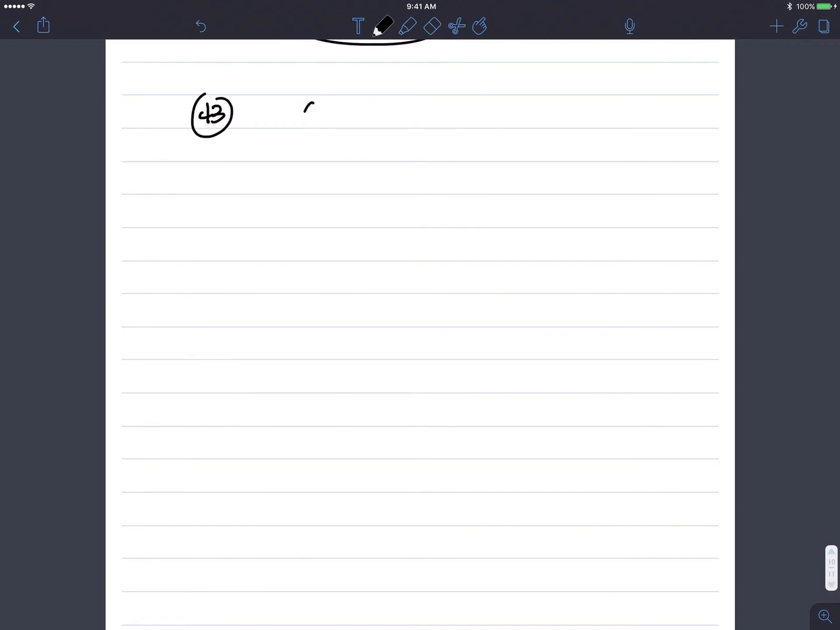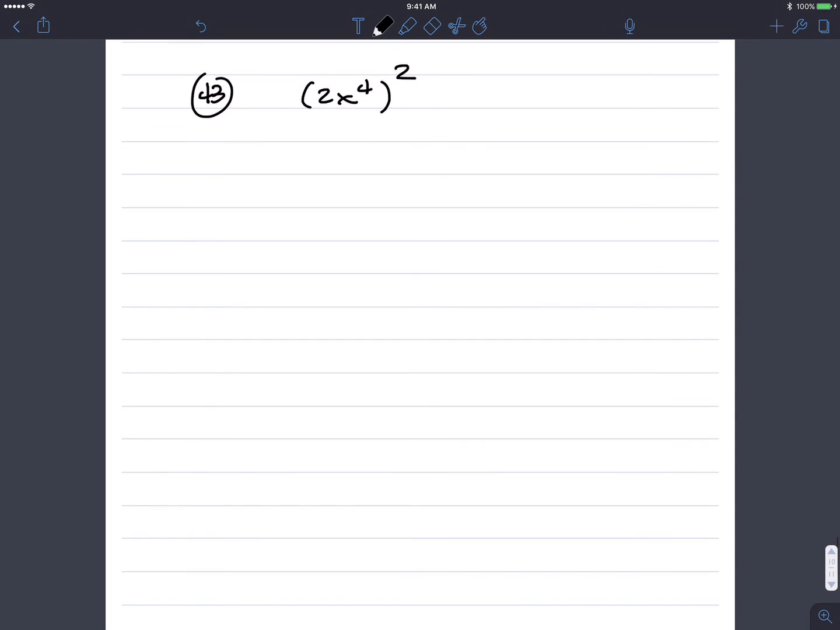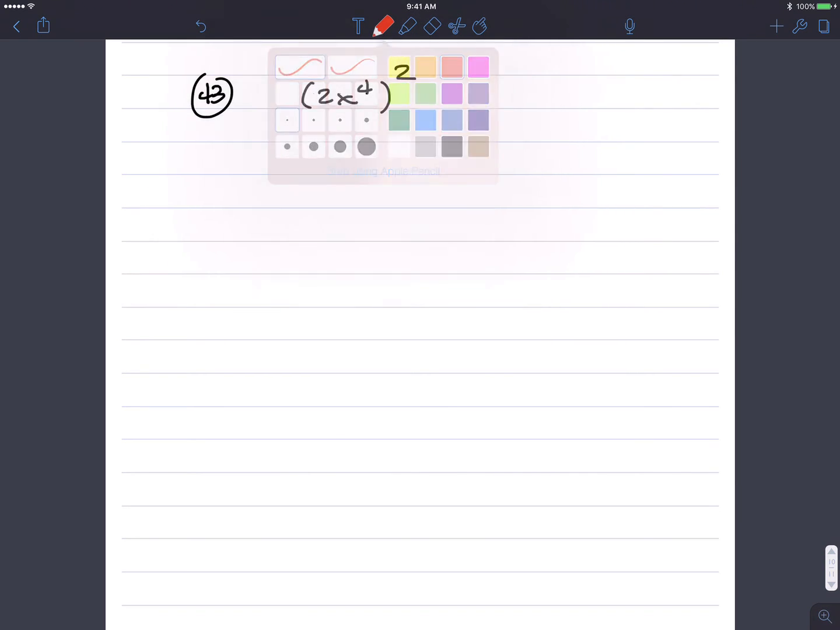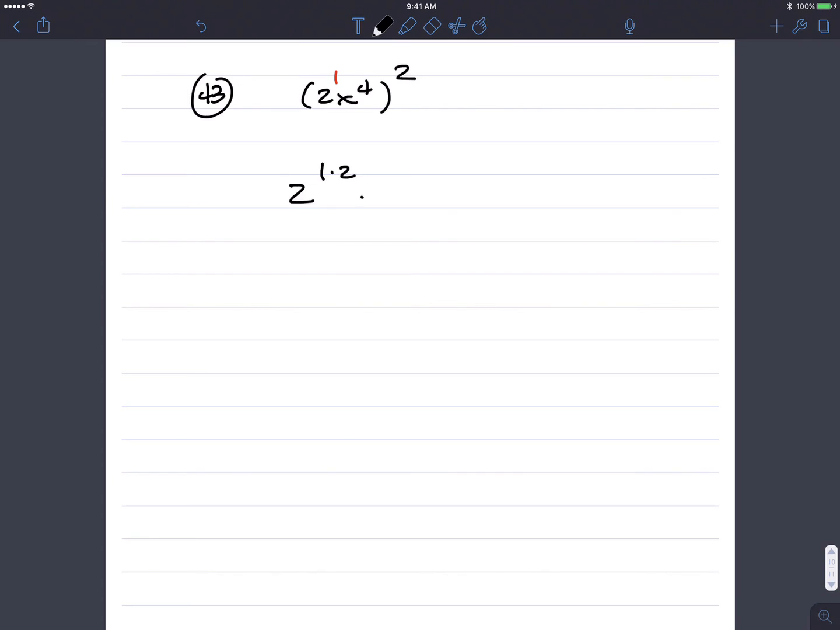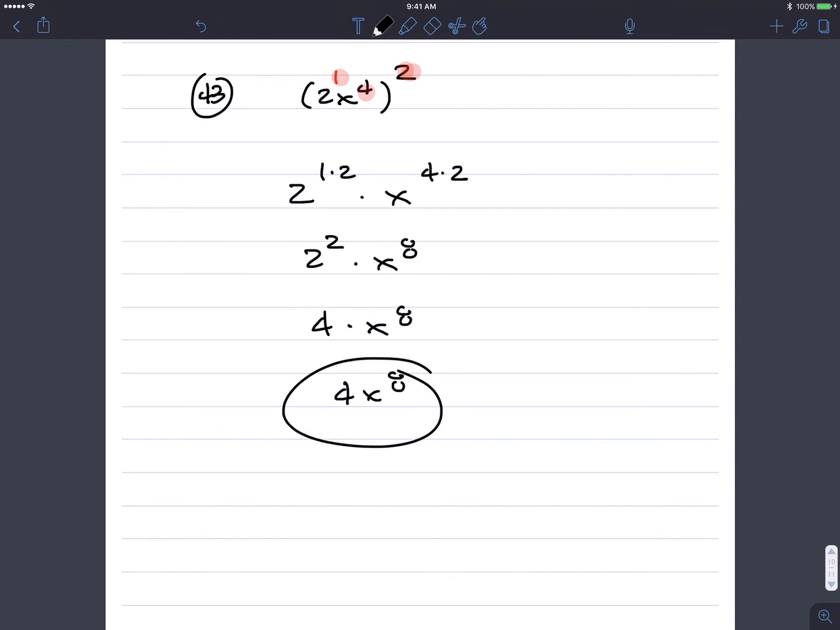(43) 2x to the 4th raised to the 2nd power. Don't forget power 1 here. This is 2 to the 1 times 2, x to the 4 times 2, because we distribute the multiplication to both powers here. 2 squared times x to the 8th. 2 squared is 4. 4 times x to the 8th, better known as 4x to the 8th. And you're done.